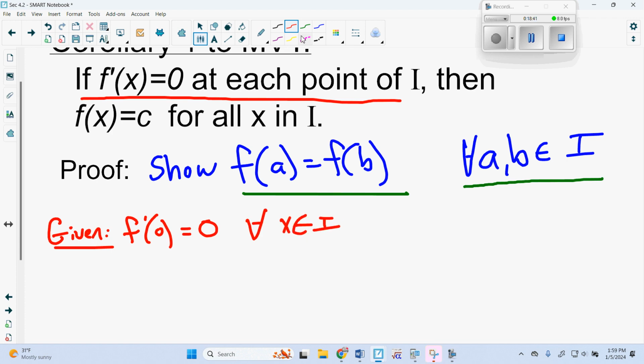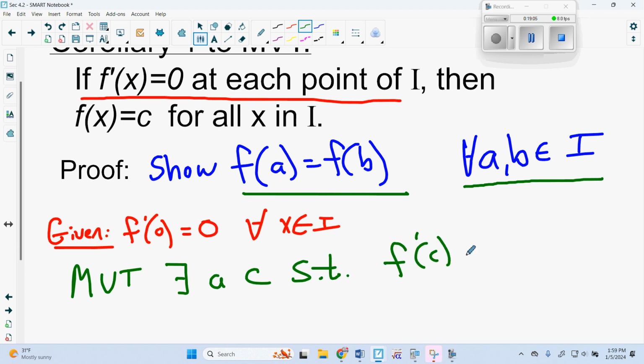Well, what does that tell us? Since we have a derivative, that means it's continuous. That means it is differentiable. And so by the mean value theorem, we know there exists a C such that the derivative at C equals f of B minus f of A all over B minus A.